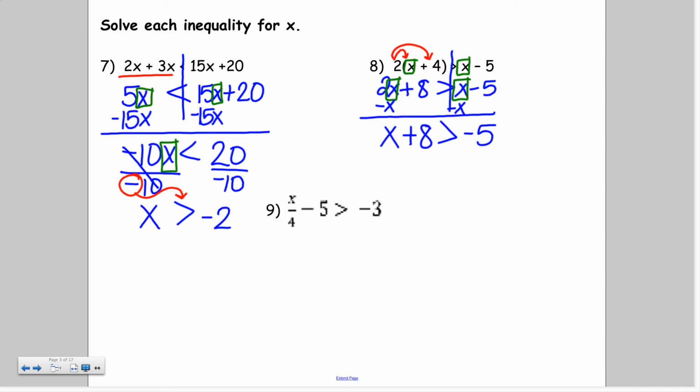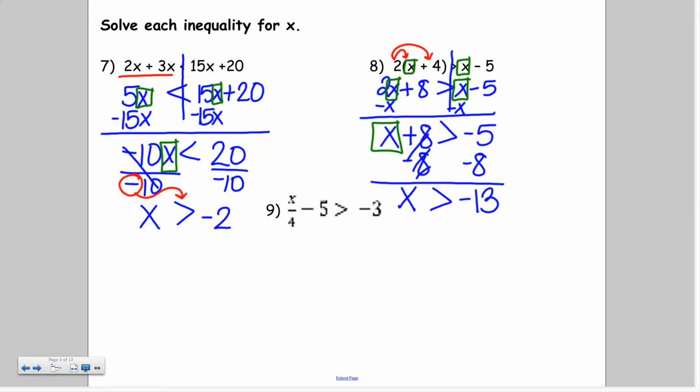All right, I still want to get x by itself, so I need to get rid of that 8. In order to get rid of the 8, I have to do the opposite, which is subtract. So x, 8 minus 8 gives me 0, and it is greater than negative 5 minus 8. They're the same sign, so I'm going to add them, and it's going to be 13. So x is greater than negative 13.